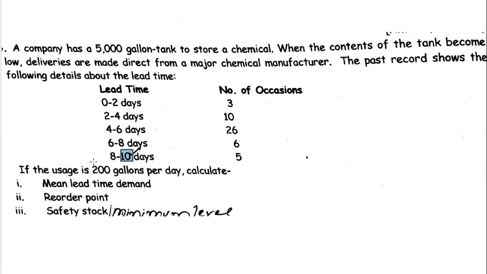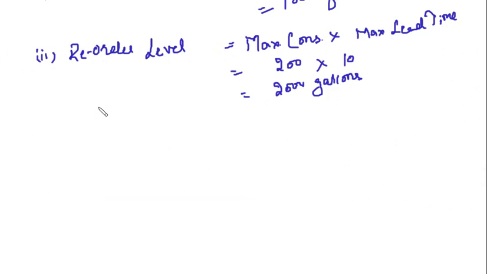Then what is the third thing asked? Safety stock. Safety stock is nothing but the minimum level. That is the safety stock, minimum level. Why is it called safety stock? Because if the stock goes under the minimum level, then it is a stock out situation for us. Right?